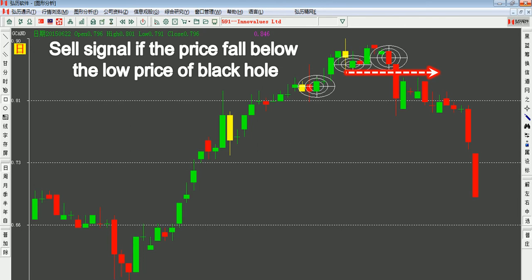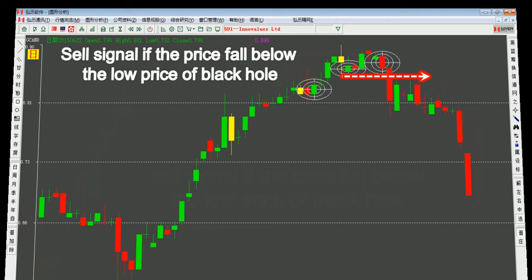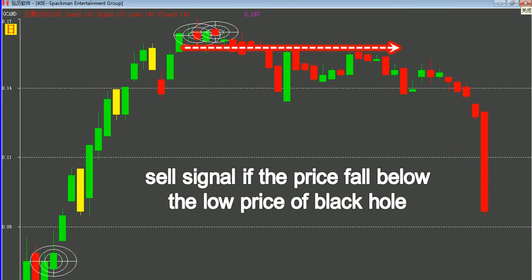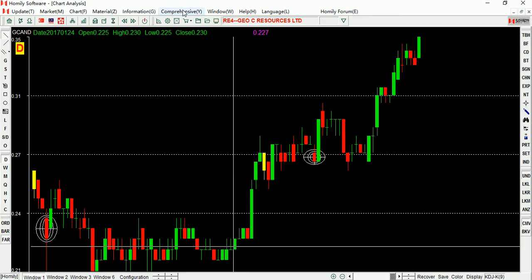So we see here, sell signal if the price fall below the low price of black hole. Okay. If you see the price fall below the black hole, the low price of black hole, you should sell quickly. Then sell signal if the price fall below the low price of black hole. So we can see here, the price fall below the low price of black hole, you should sell quickly. Okay, so let's see some examples.